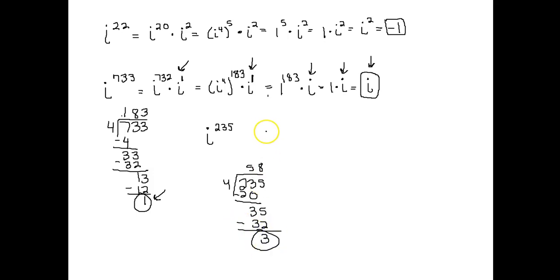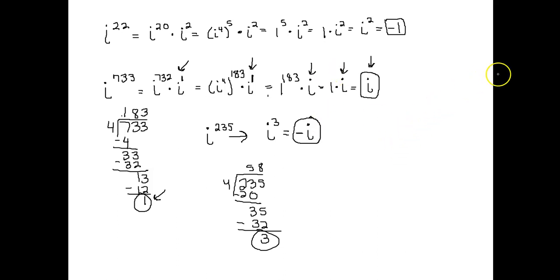So that remainder of 3, that's what we need to focus on. So we get i cubed. Remember i wheel with two negatives in the middle. i cubed ends up being negative i. So that's our simplified form. So we end up with 1 times i cubed anyways. So we'd end up with 1 times negative i, or negative i. So that's just something to think about when you're trying to simplify powers of i.